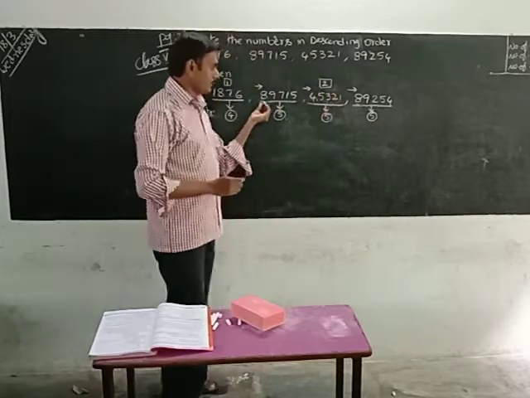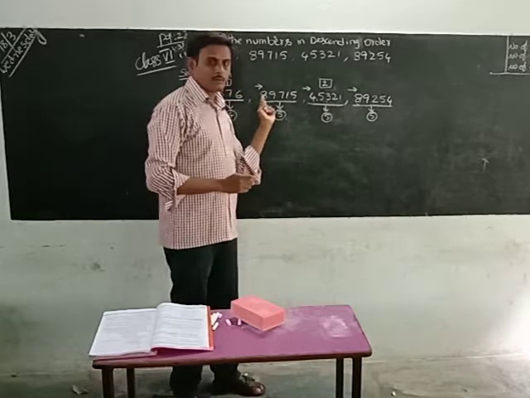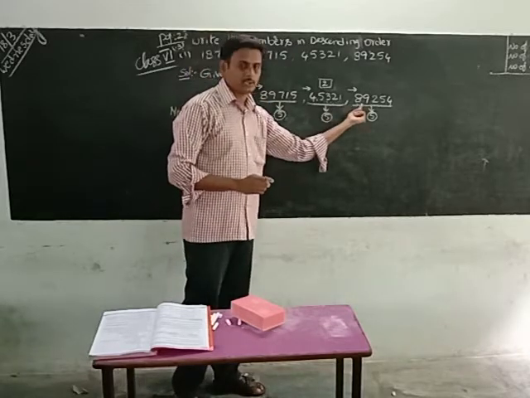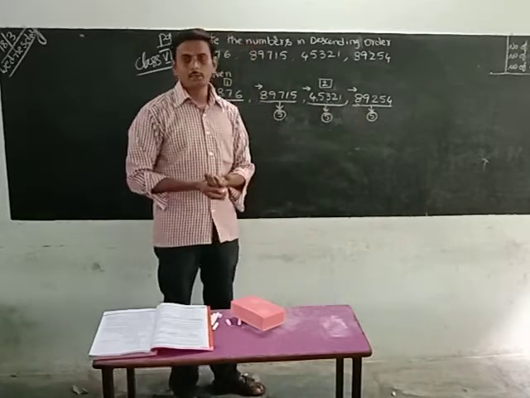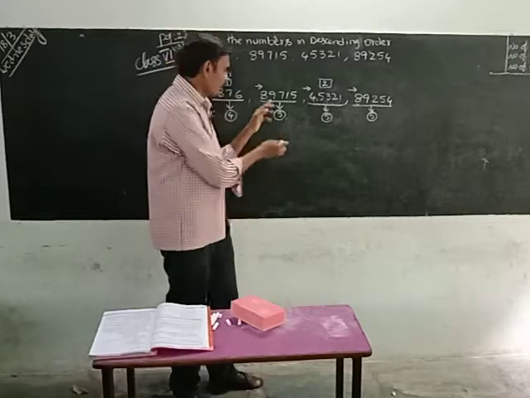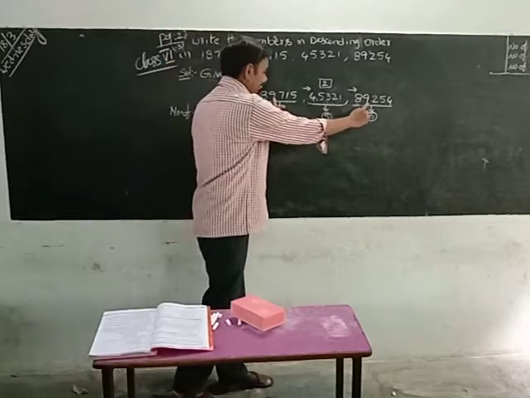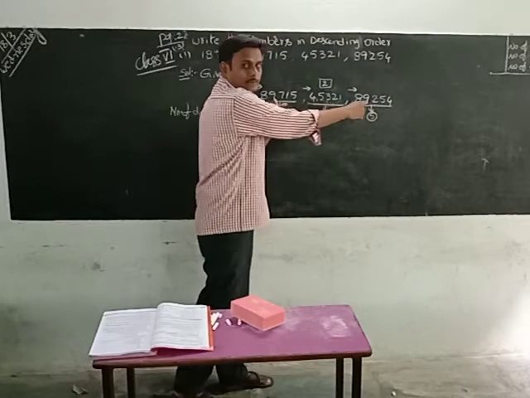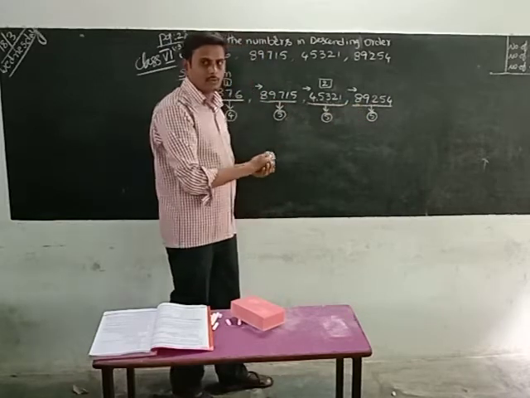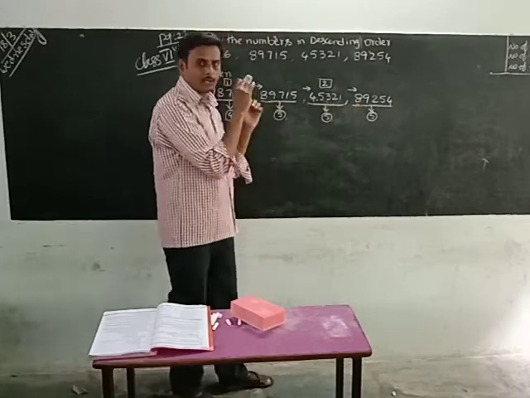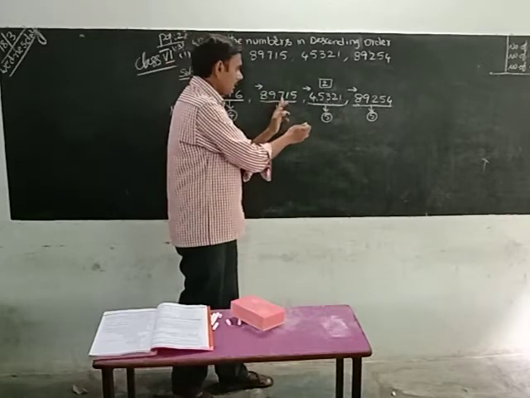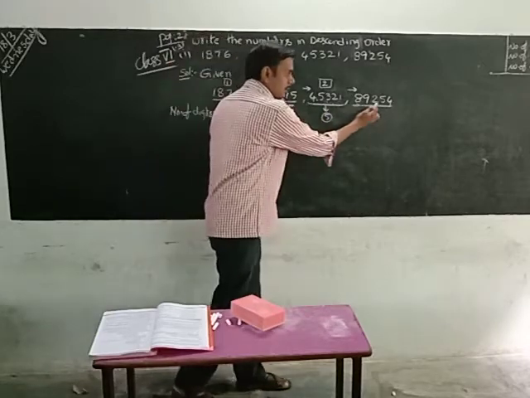Now we can compare these 2 numbers. These 2 numbers have the first digit 8 and first digit 8. Whenever we have the same digits, go for the next digit. What is the second digit here? 9 and 9. Are they same or different? 9, 9 same only. Whenever the same digits appear, go for the next digit. What is the third digit? 7.